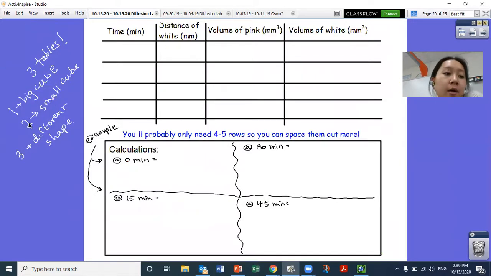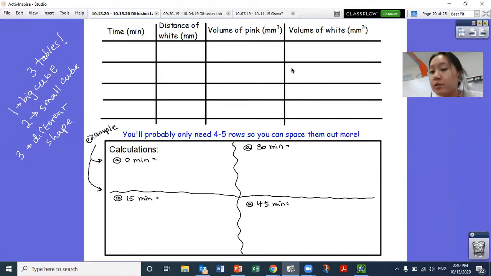So we're going to be doing one table for the single big cube. We're going to be doing a second table for the big cube, same volume, but cut into 4 little cubes. So those little cubes, we're going to see if their diffusion rate is different because the volume is the same, but there is more surface area.